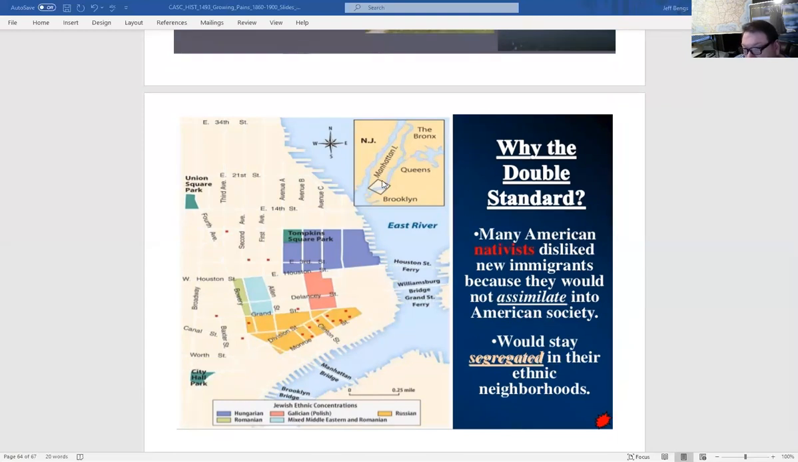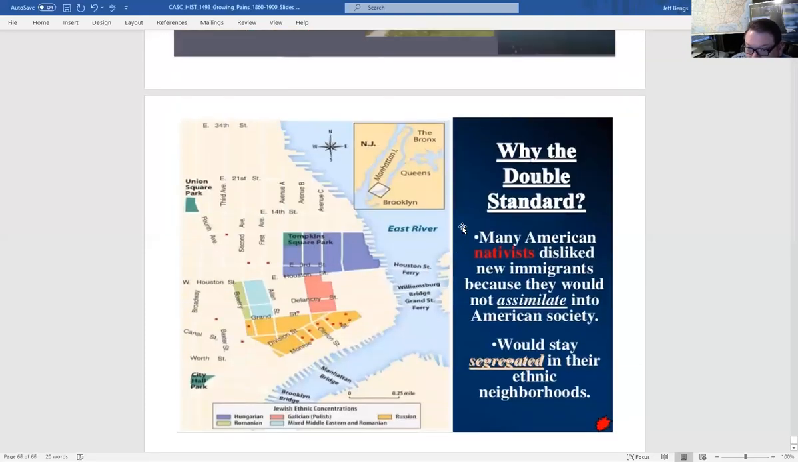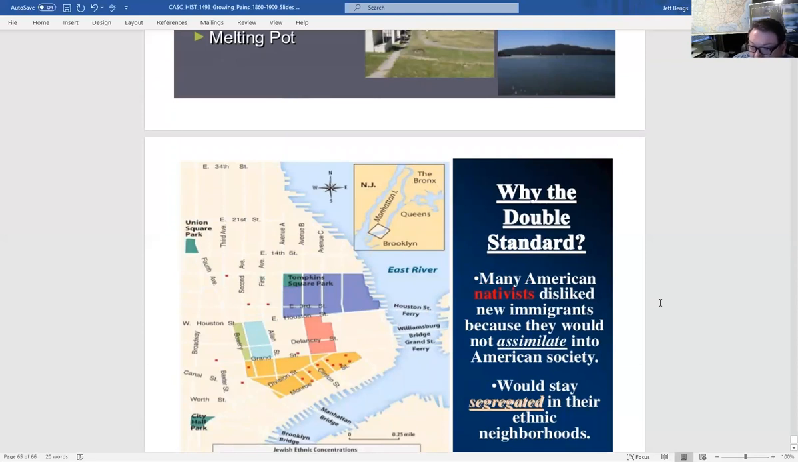Here's a neighborhood in Brooklyn in Manhattan that shows you how you have Hungarians living here. You have Polish here, Russians here, Middle Eastern and Romanian, and then just Romanian here. Many American nativists disliked the new immigrants because they would not assimilate into American society. They would stay segregated in their ethnic neighborhoods. We see this happening today, with people who have immigrated here still flying the flag of their home country.